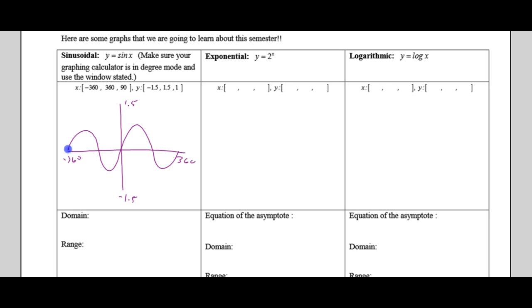Domain, x belongs to the reals. Remember, the only time that x doesn't belong to the reals is when you have a radical sign, because you're not allowed to have a negative under the radical sign, or when you have an x in the denominator, because you're not allowed to divide by 0. Sine function doesn't have that.